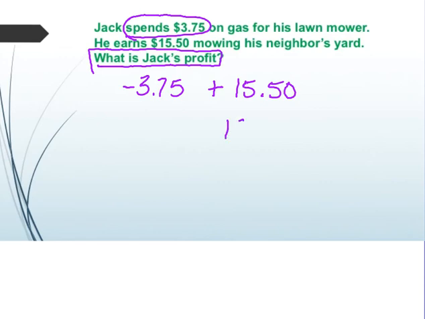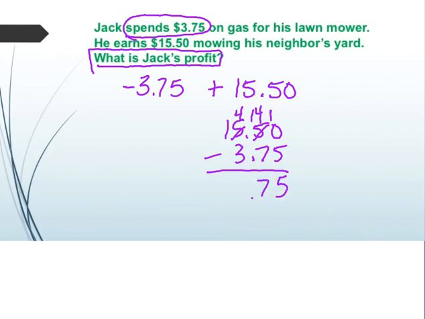Big minus small. And we subtract. Get it all set up. 10 minus 5 is 5. 14 minus 7 is 7. 14 minus 3 is 9. Oh, look at me. I totally subtracted wrong. 4 minus 3 is 1. 1 minus 1 is 0. Glad I caught that mistake. So he made a profit of $11.75.